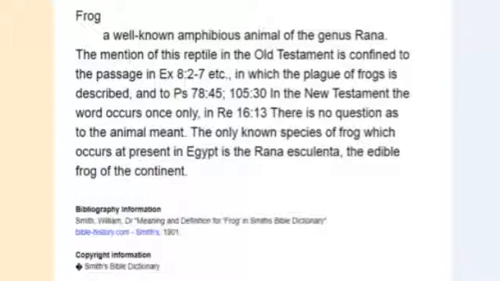And according to him, the only known species of frog which occurs in present Egypt, that's the time he wrote this, is Rana esculenta. That's the best Latin you're going to get out of me at this point. Unfortunately, it's not necessarily the frog that was present in Moses' day. There might have been different frogs. They might have been looking different. Might have been purple. Might have been yellow.